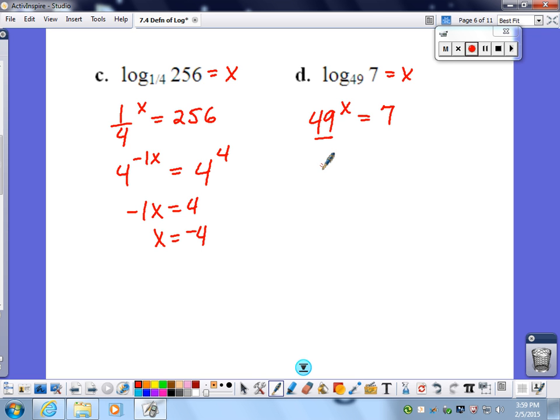So 49 can be rewritten as 7 squared, which times my x. So I've got 7 to the 2x is equal to 7 to the 1st. Set my exponents equal to each other. So that means this expression simplifies to 1/2. So when in doubt, change the form.